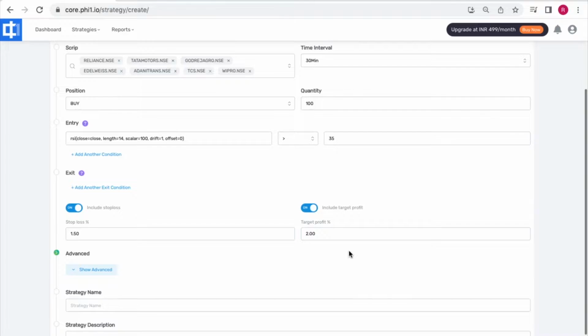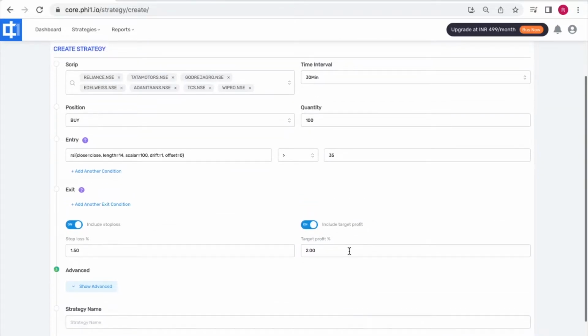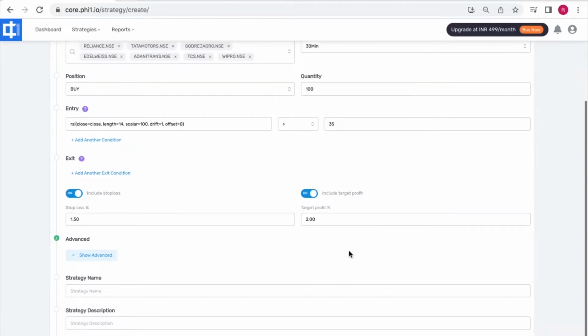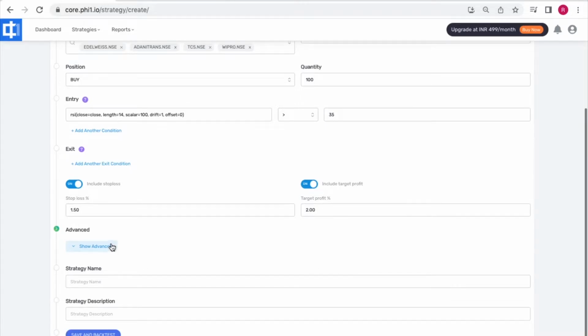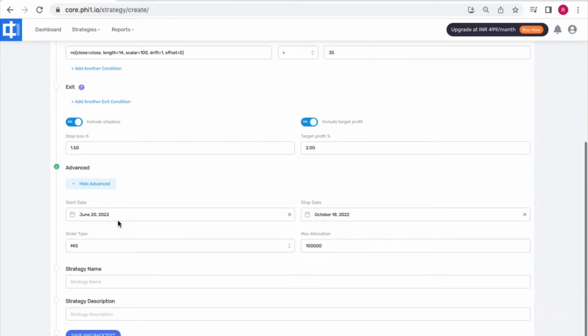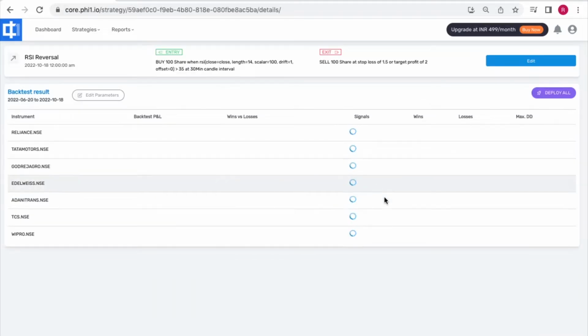Bear in mind that when you're using an RSI indicator as a standalone signal generator, it's best to have a stop loss as well as another indicator in order to confirm your trend and be double sure about your trade. You can also choose the period for which you want to backtest. I'm going to retain this as this looks okay to me. I'm naming my strategy now and saving it for a backtest.